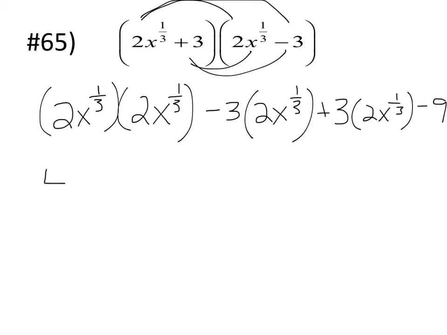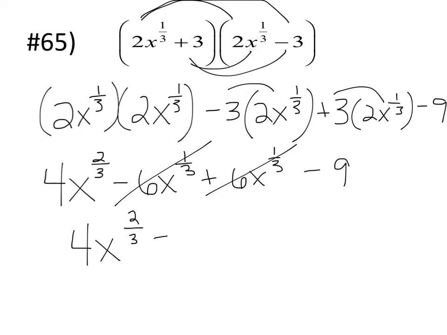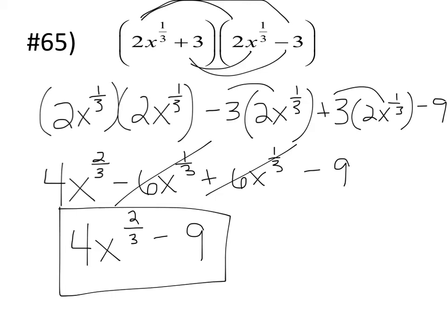So this is going to become 4x. If you're multiplying like bases, you add the exponents. So my common denominator is going to be 3, because they both have a 3. So you do 1 plus 1 is 2. So that's 4x to the 2/3. Minus 6x to the 1/3 if you multiply these. Plus 6x to the 1/3 if you multiply these. Minus 9. These actually cancel each other out. So you're left with 4x to the 2/3 minus 9. It's almost a difference of squares, but the 2/3 messes us up, so we can't go any further.